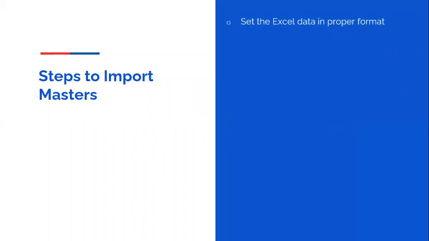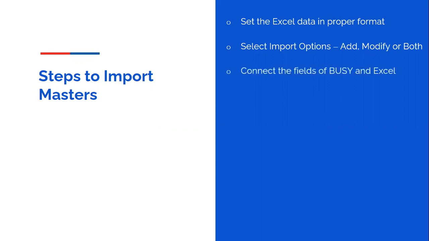So first you have to set the data in proper format in the Excel sheet. Second point is select import option. You want to add the new master, you want to modify existing master, or both. So you can add or you can modify also. You can select all the options. Next step is connect the fields of Busy and Excel. So you have to connect the field of Busy with the Excel column.